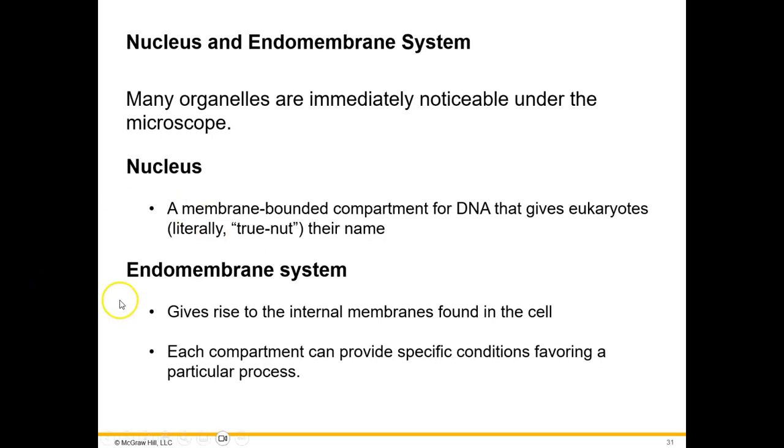When we talk about the endomembrane system, this is what gives rise to the internal membranes that are found in the cell. And each compartment can provide specific conditions that will favor a particular process. So endomembrane, think inside membrane. So inside the cell, the membrane system.